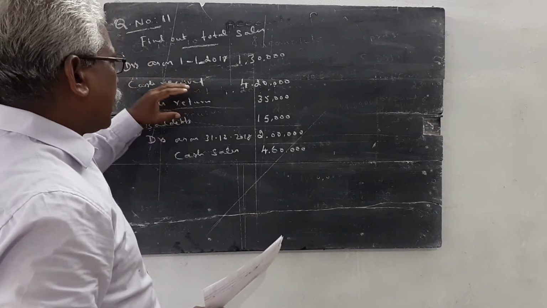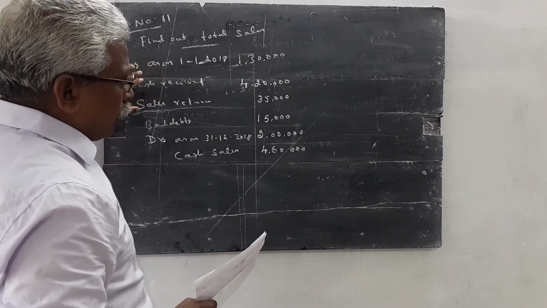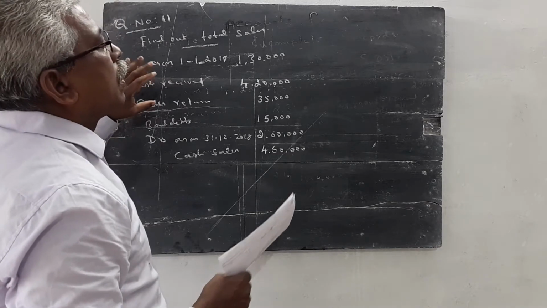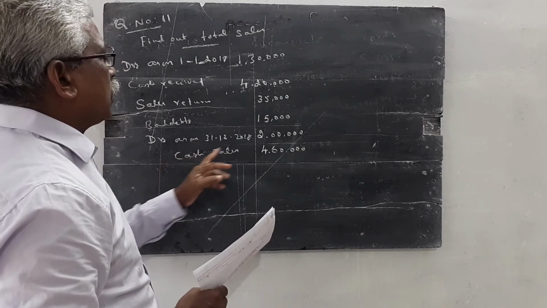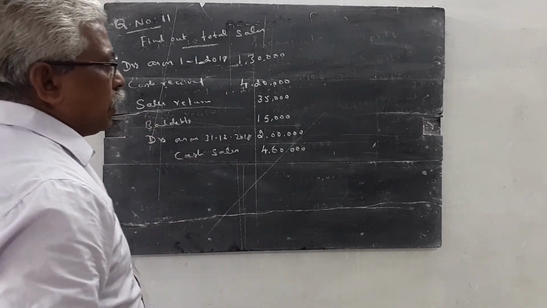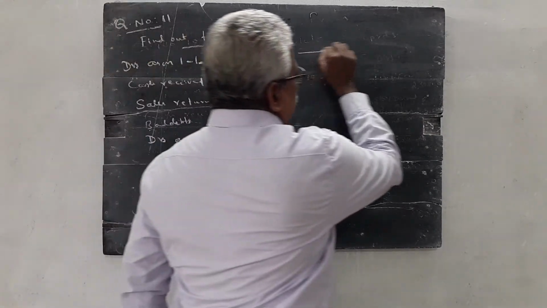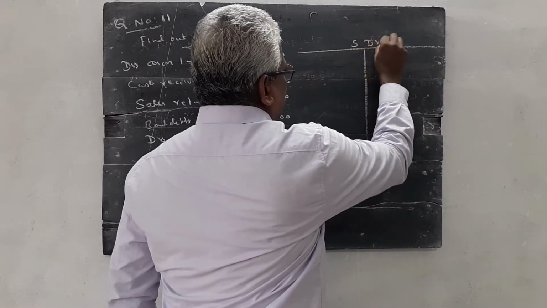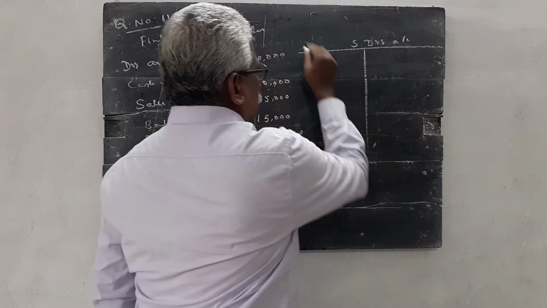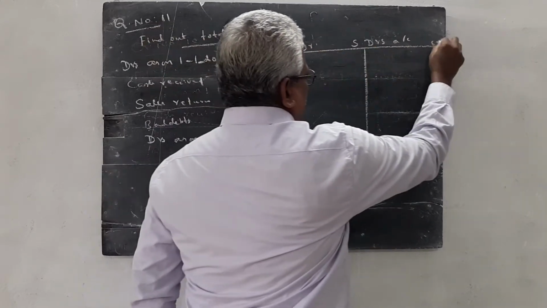With the help of the sundry debtors account, we can calculate the credit sales. Total sales is equal to cash sales plus credit sales. We write separately. First we write just like in the previous question. First we prepare the sundry debtors account. This side is the debit side, this side is the credit side.